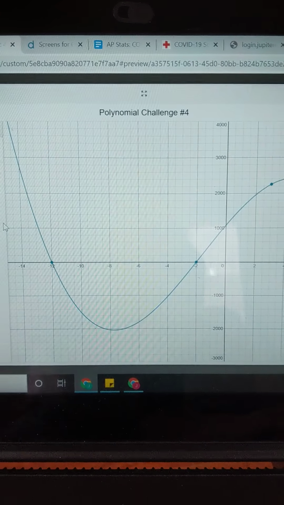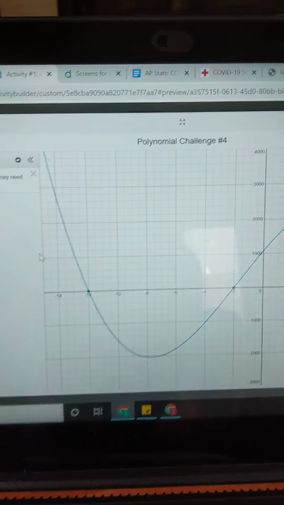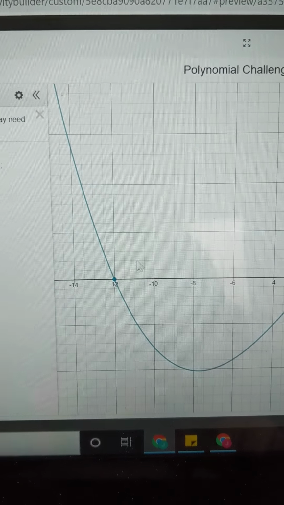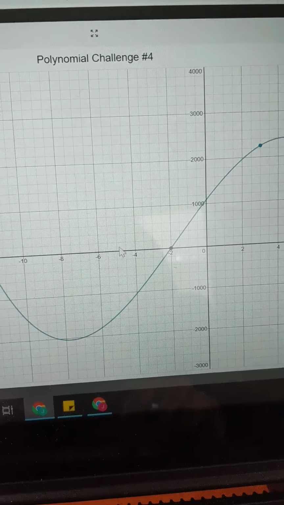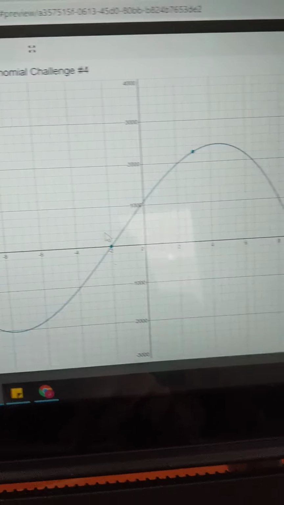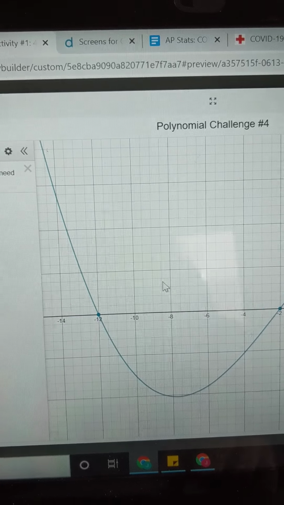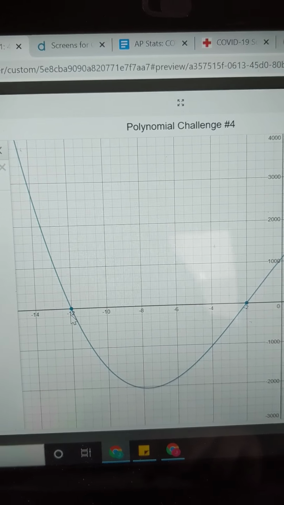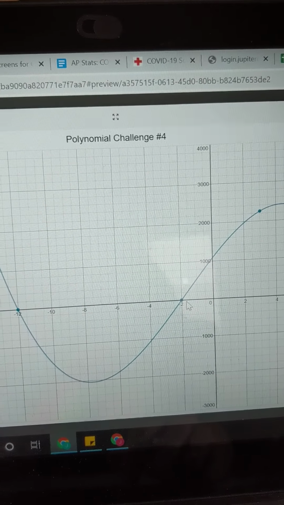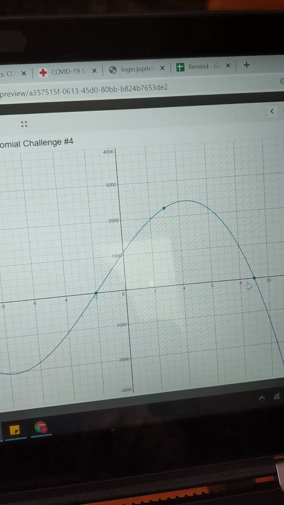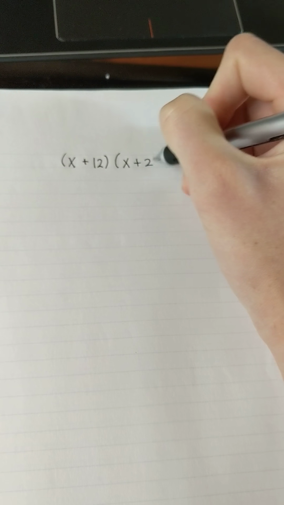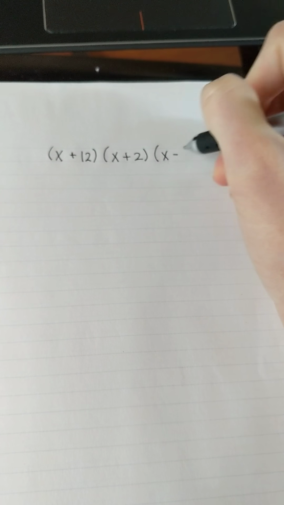So I am trying to do polynomial challenge number 4. First, I'm going to look at the roots. So I see that I have a root at -12, a root at -2, and a root at +9. So my equation for this first one is just going to be x plus 12. This factor is going to be x plus 2, and then this factor is going to be x minus 9. So let's write that down. So I have x plus 12, x plus 2, and x minus 9.